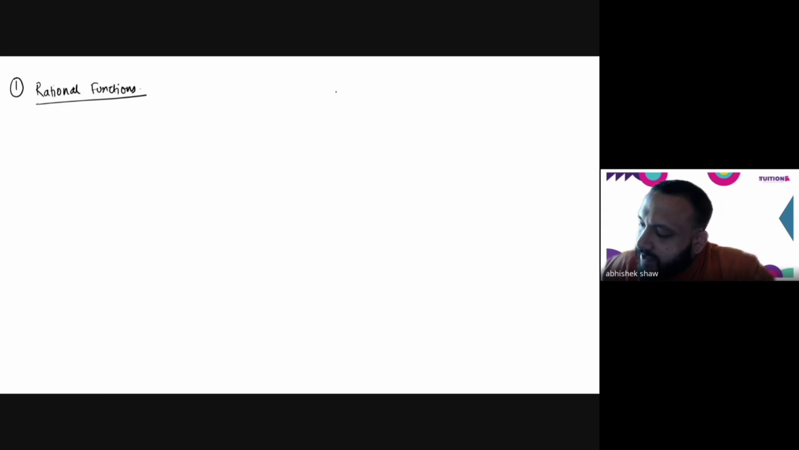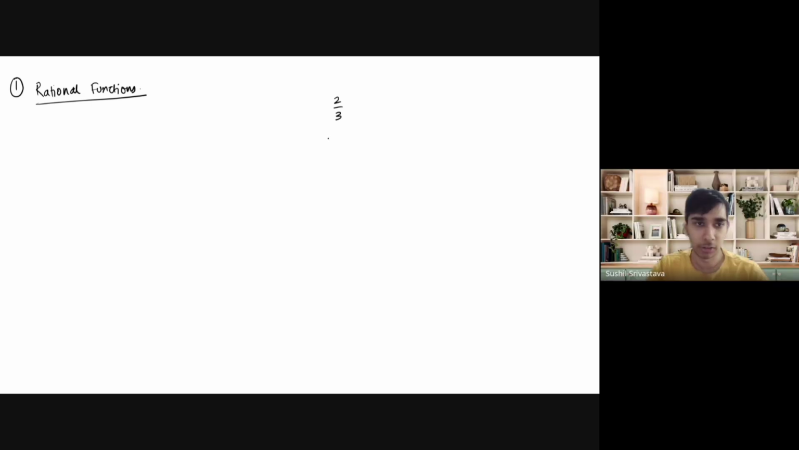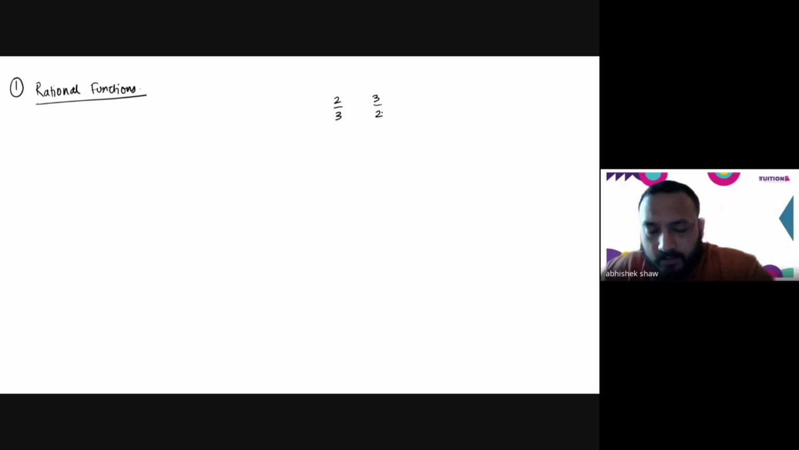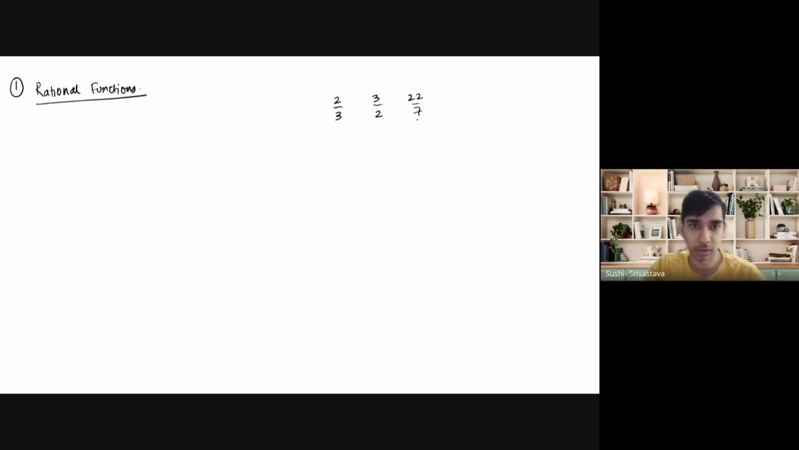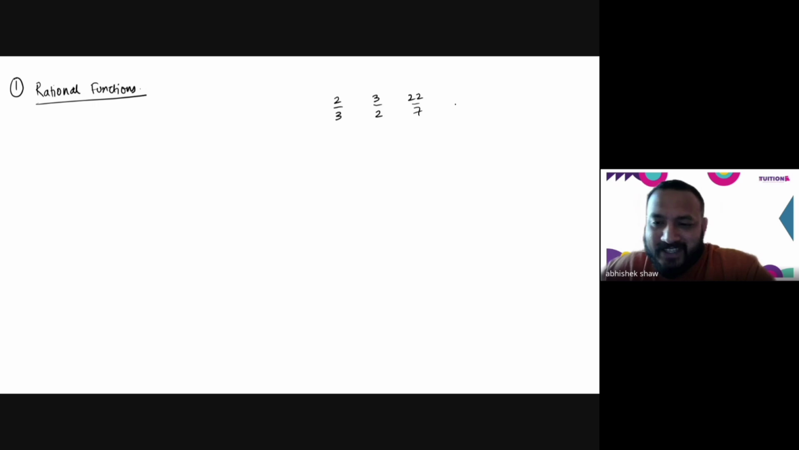So let's say if I take the number 2 by 3, is this a rational number? Yes. 3 by 2, yes. 22 by 7, yes. Please remember, please keep this in mind: 22 by 7 is not a rational number, it's an irrational number. When you are working with rational numbers, any number which can be expressed in the form of P by Q is a rational, that's true.